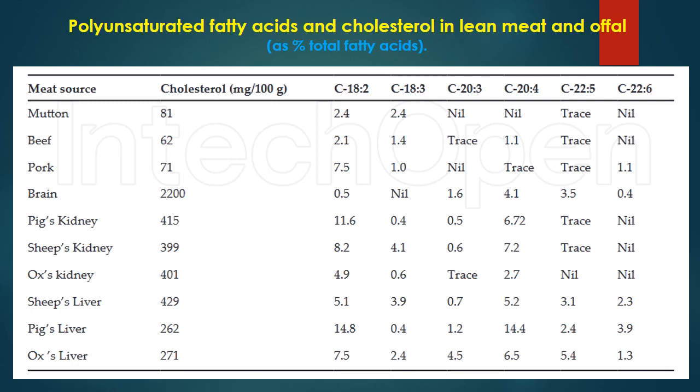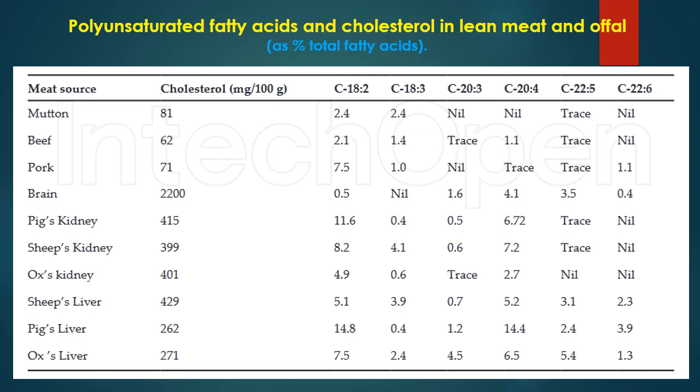Here we will see the distribution of PUFA, polyunsaturated fatty acids, in different species meat and also cholesterol. In the first column, cholesterol in mg per 100 gram, the mutton, beef and pork are quite low, at 60 to 80 mg. Only in brain it is very high, as I mentioned earlier, and other organs, that is the kidney and liver, are high in cholesterol. Organ meats are high in cholesterol.